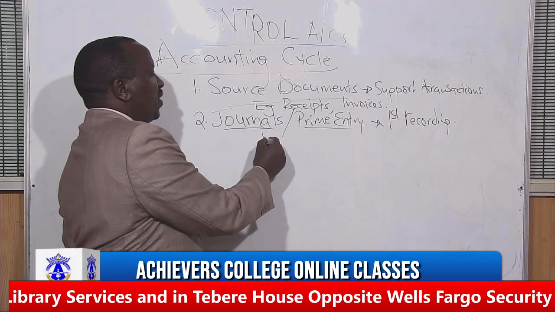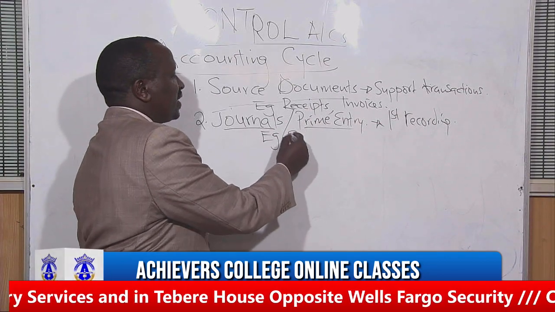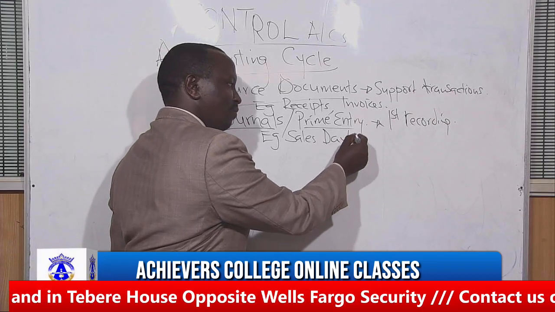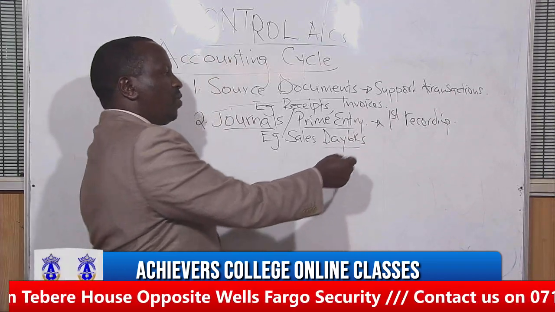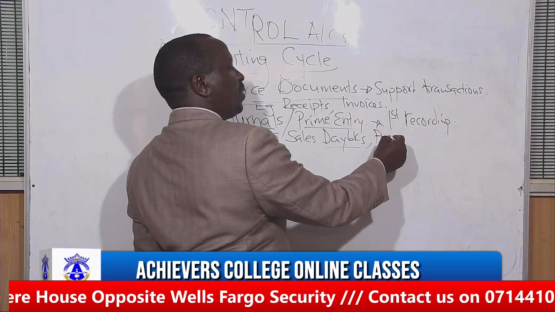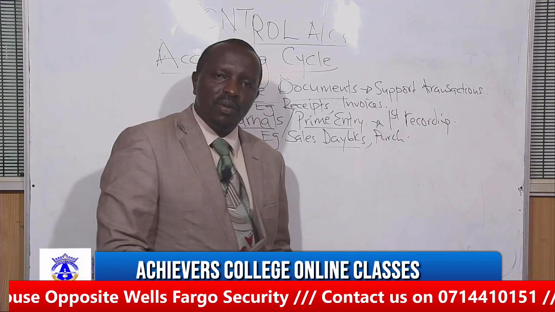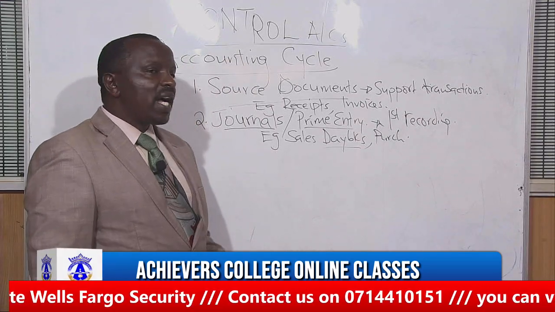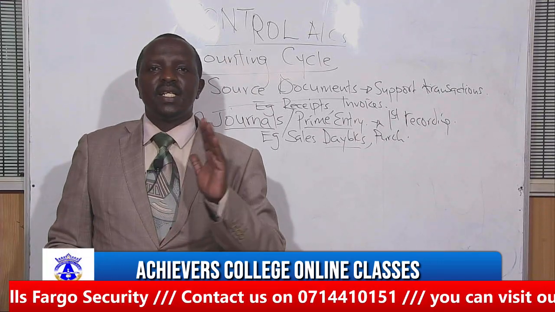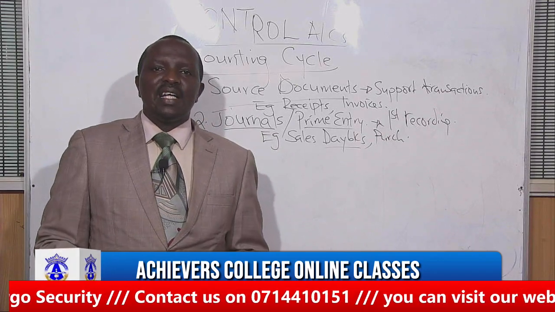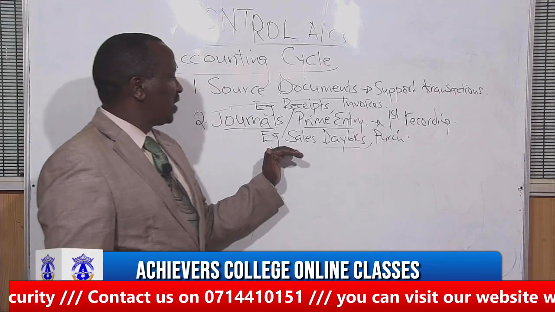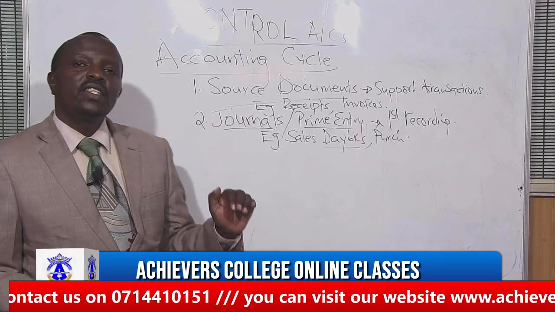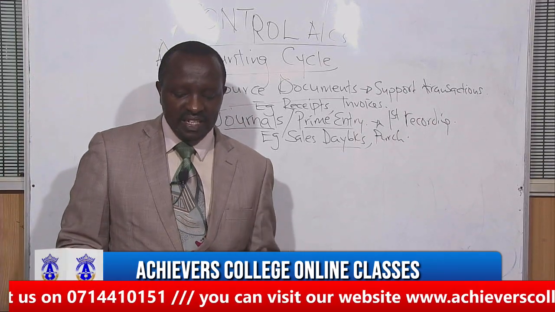Examples of these journals are the sales day book, which are also known as day books, by the way: the sales day book, purchases day book, returns day book, returns inwards day book, returns outwards day book, cash payments day book or journal, and cash receipts journal. All these are simply the journals or books of original entry where transactions are first recorded.